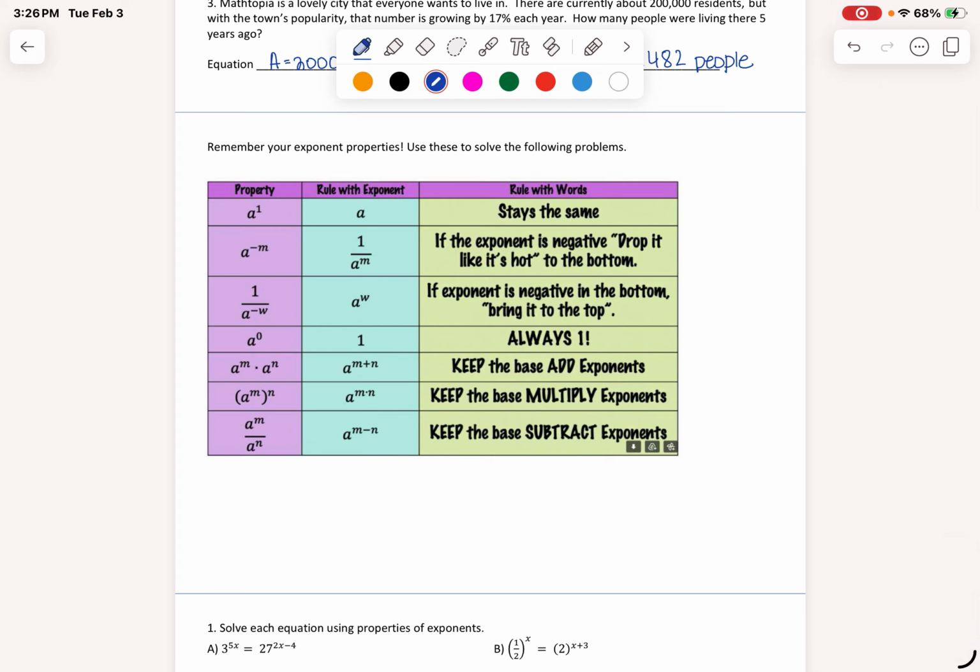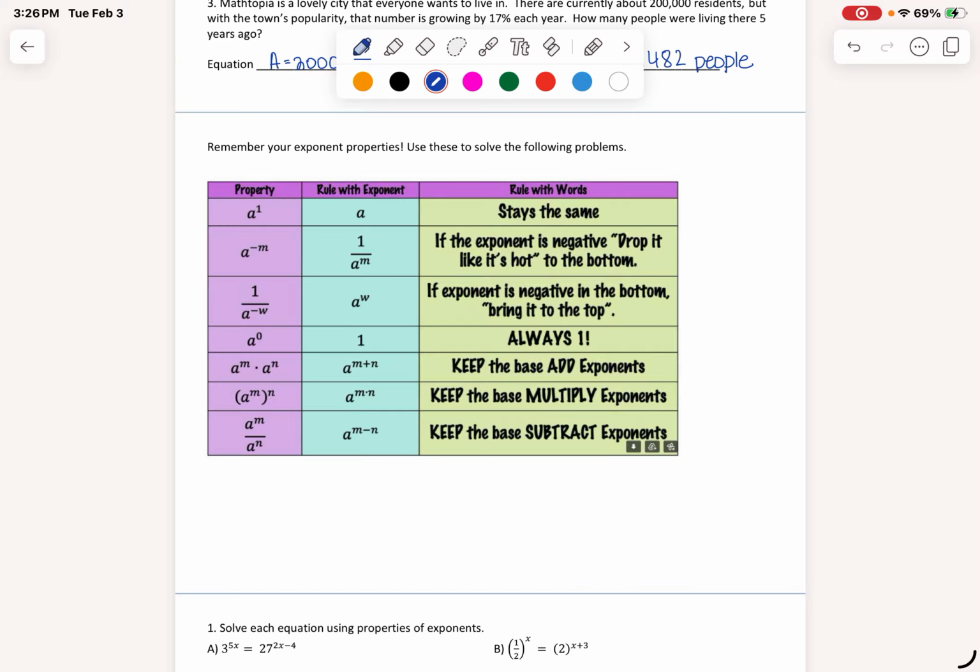So first off, I don't know what font this is, but I'm not in love with it. But first off, you have to remember your exponential properties. We have to use these when solving the following problems. So what we have to remember is a to the first power, the rule with exponents. So a to the first power is the same thing as a. Rule with words stays the same.